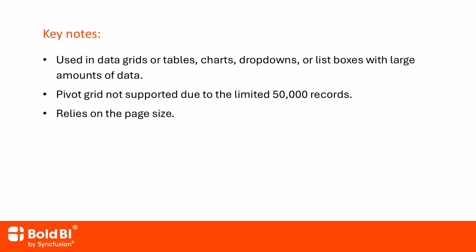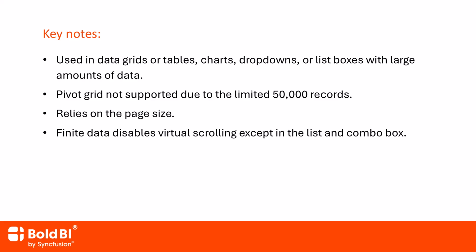Virtual scrolling relies on the page size of the widget and is used only when the page size is less than the total number of data records. This can be customized in the Page Settings section in the Properties panel. Virtual scrolling can be disabled by ensuring the data is finite and increasing the page size beyond the total number of data records. However, the combo box and list box do not support disabling.